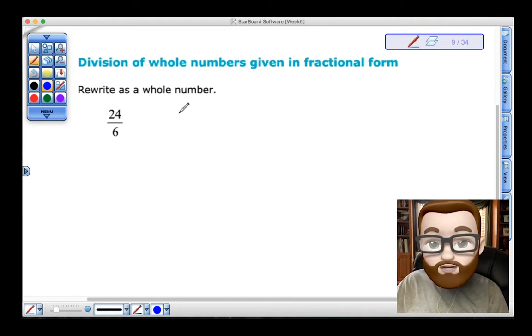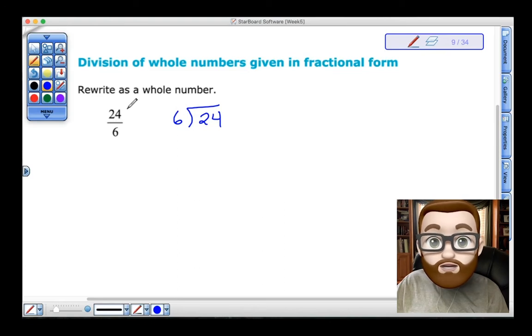You may also see it written this way. However, a lot of people read that wrong and they say this is 6 divided by 24. It's not. This is still 24 being divided by the 6. It's kind of written backwards. We're going to see it this way for now, almost like a fraction.